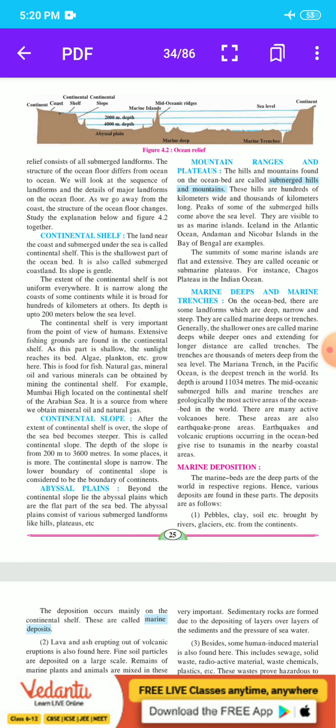Beyond the continental slope lie the abyssal plains, which are the flat part of the seabed. The abyssal plains consist of various submerged landforms like hills, plateaus, etc. Here we complete our three points: continental shelf, continental slope and abyssal plains. In the next video we will start the next point, mountain ranges and plateaus.